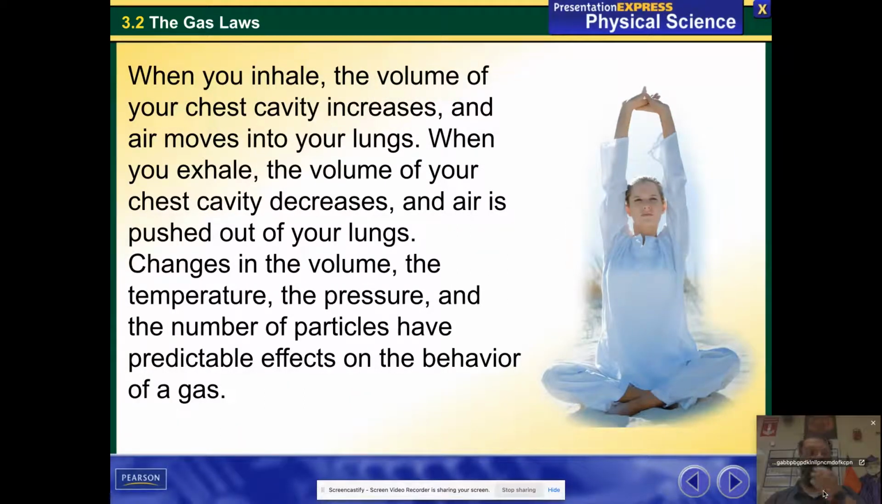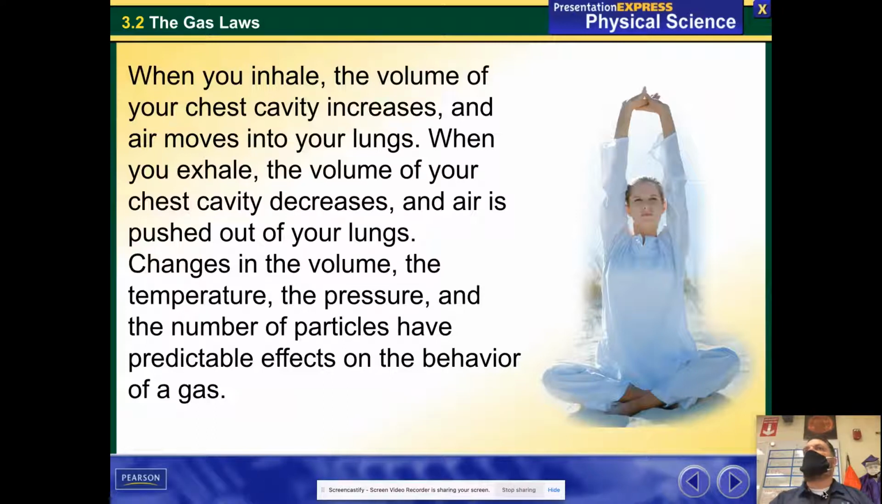When you guys inhale, the volume in your chest cavity increases. So everybody take a deep breath. And you feel your chest increase. So it's expanding to take in the extra air, right? And when you exhale, your chest will cave back in. So when you do that, your volume of air in your lungs is changing.